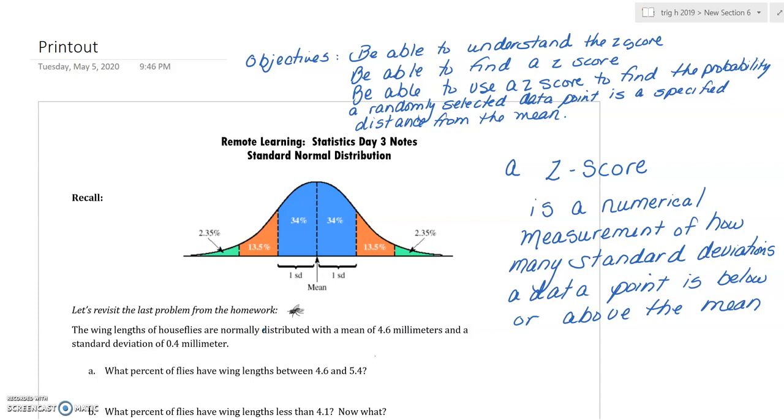So today we are going to start with day 3 of our notes on statistics, and here are our objectives. We're going to be able to understand the z-score, be able to find a z-score, and be able to use a z-score to find the probability that a randomly selected data point is a specified distance from the mean. Okay, so right now we don't even know what a z-score is. That's all right, we're going to figure that out right now.